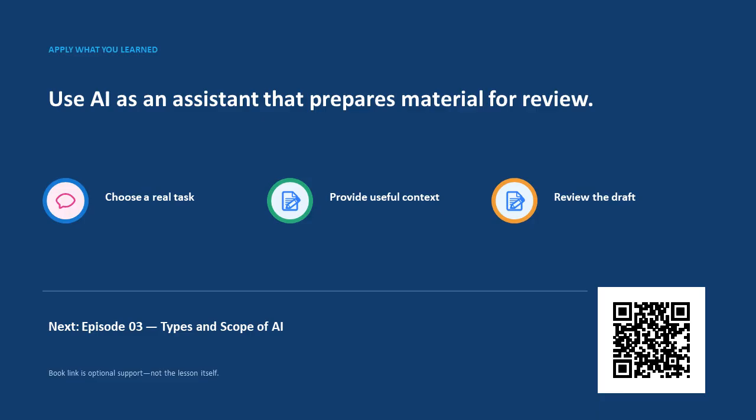The main lesson is simple: use AI as an assistant that prepares material for review. Choose a real task, provide useful context, and examine the draft before applying it. In Episode 3, we will compare types and scopes of AI by looking at the work each capability is designed to perform.